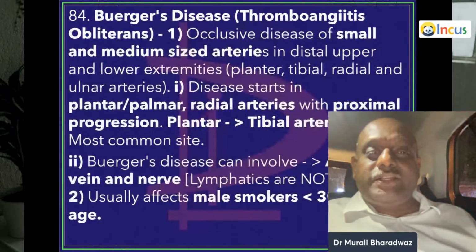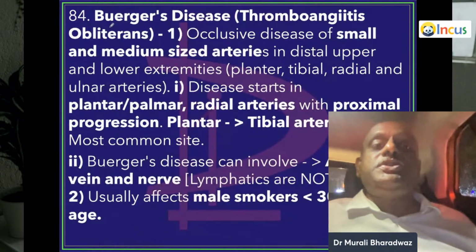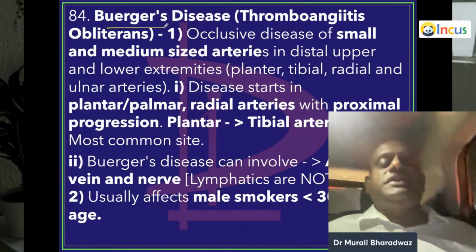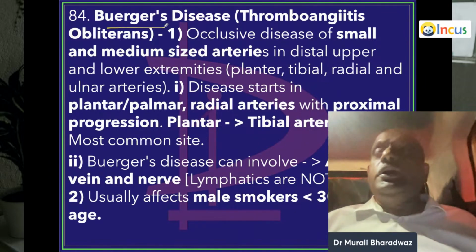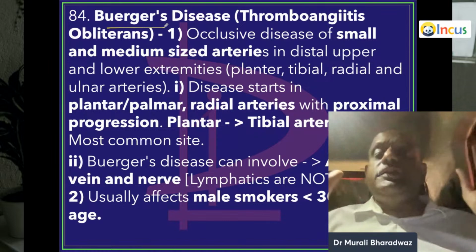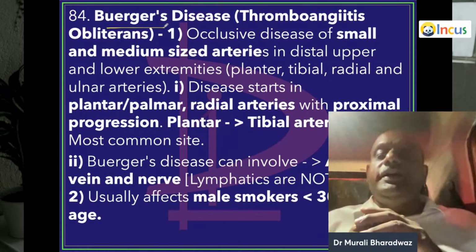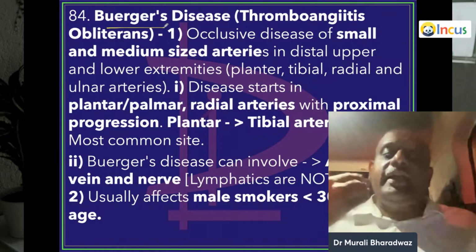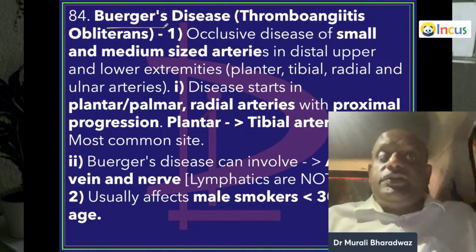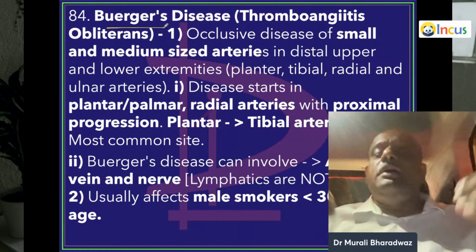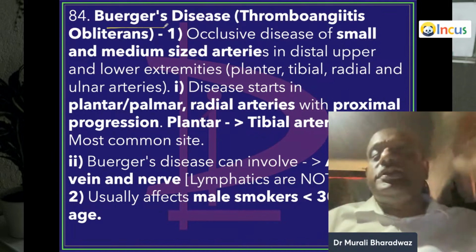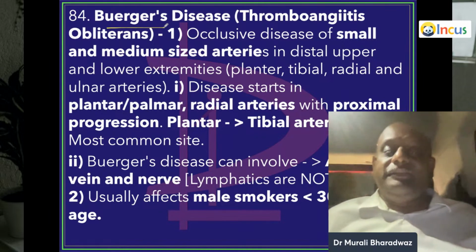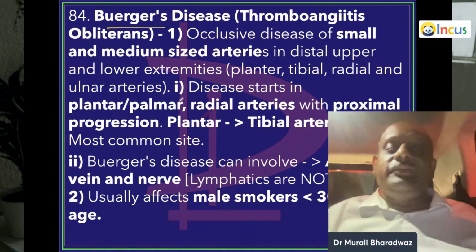Now quickly tell me, doctor, what you know about Buerger's disease. 10 points about Buerger's disease. Let us start. Small and medium sized arteries, an occlusive disease in the distal upper and lower extremity. Lower extremity arteries are plantar, tibial, radial, ulnar, etc. The disease starts in plantar, palmar, radial arteries and progresses proximally. It affects plantar more than the tibial arteries. So plantar is more common.